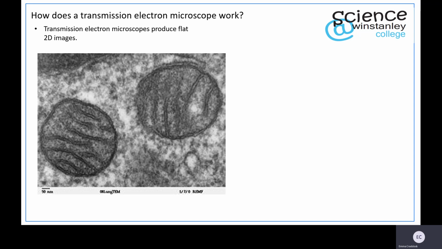Transmission electron microscopes produce flat 2D images because they pass through that specimen and they only see on one plane. The image below shows two mitochondria that have been photographed using a transmission electron microscope. You can see here that the mitochondria, rather than being their normal oblong shape, are round, and this is because the mitochondria in your cell is 3D, so it depends on the plane that you cut it through. And here you have cut across rather than along, and you get round mitochondria. But you can tell they are mitochondria due to the infoldings of the inner membrane. And if you want to know more about the structure of mitochondria, there is a video on this.